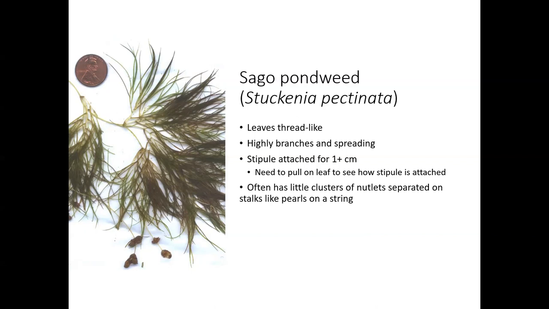It often has little clusters of nutlets separated on the stalks like pearls on a string. So maybe you can look down there at the bottom and see those little nutlets, and they're separated by a part of the stalk. And so they do kind of look like pearls on a string. These nutlets, by the way, are hugely favored by waterfowl, and when some animals are found, their stomachs are just filled with these little nutlets. So they're very nutritious. It's an interesting plant.